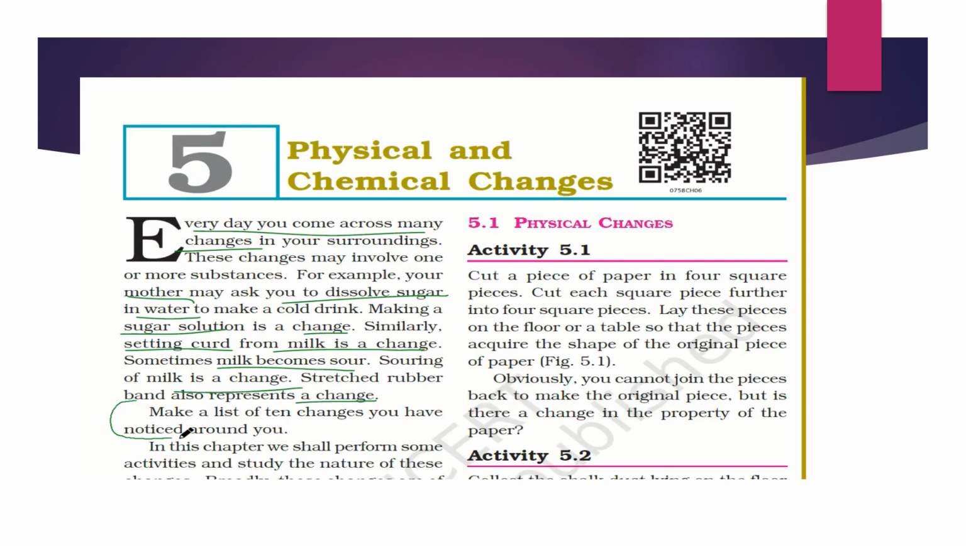Now, there are several changes which are happening in your surroundings. You are supposed to make a list of only 10 changes which are happening in your surroundings. And after studying this lesson, we will make it clear which one is a physical change and which one is a chemical change. So, let's get started.